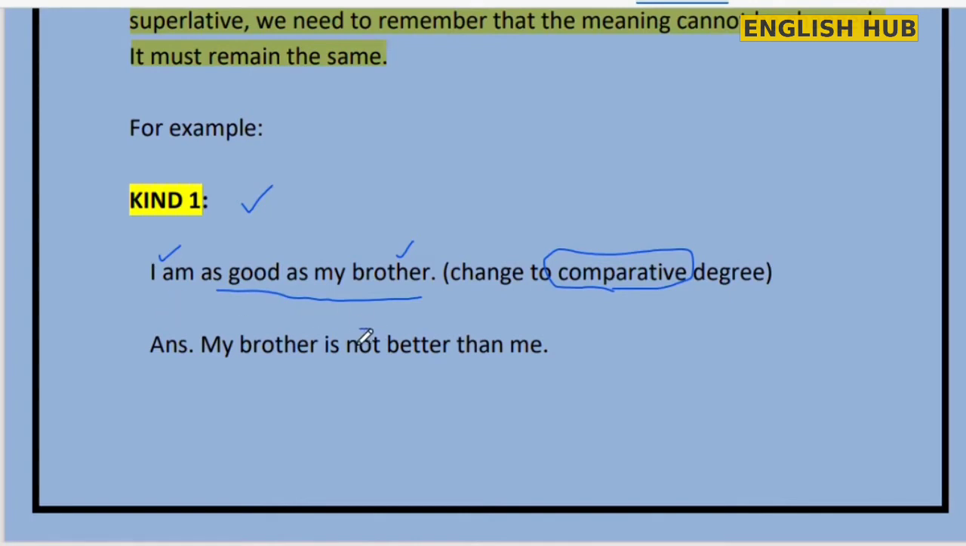That is why we have to use the word not over here, because none of us is better than the other, isn't it? We are both of the same quality. That is why we will say my brother is not better than me, because none of us is better than the other. That is why we have to use the word not. Okay, if both the two things or two persons between which we are comparing are of the same quality or same capability or same standard, then we cannot compare the two. That is why we will then have to use the word not. This is very important. First kind.